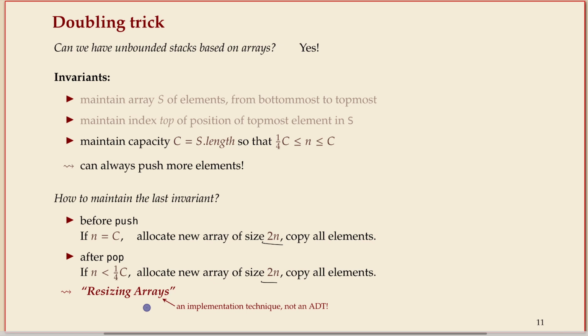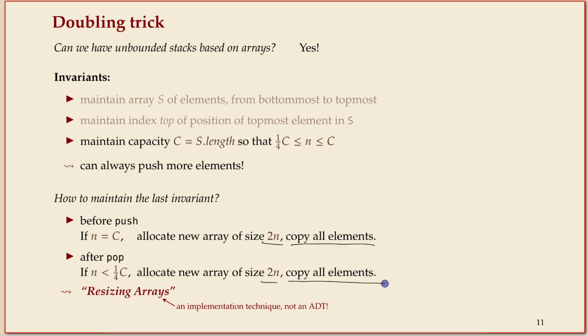This simple trick has different names: doubling arrays, resizable arrays, dynamic arrays sometimes. They're all a bit misleading. The arrays don't really resize. We just allocate a new one. But it feels like we're resizing the array.